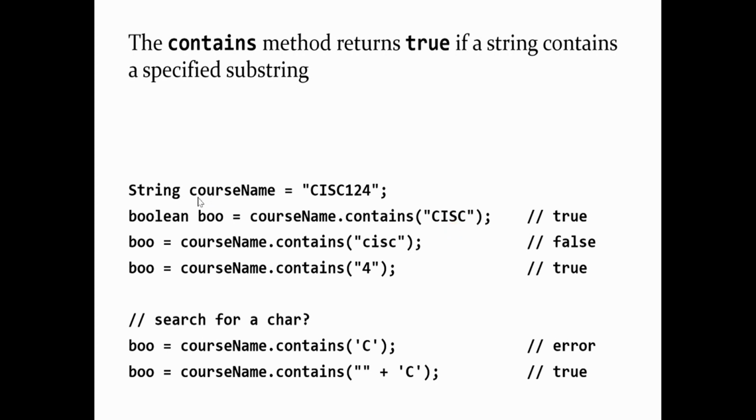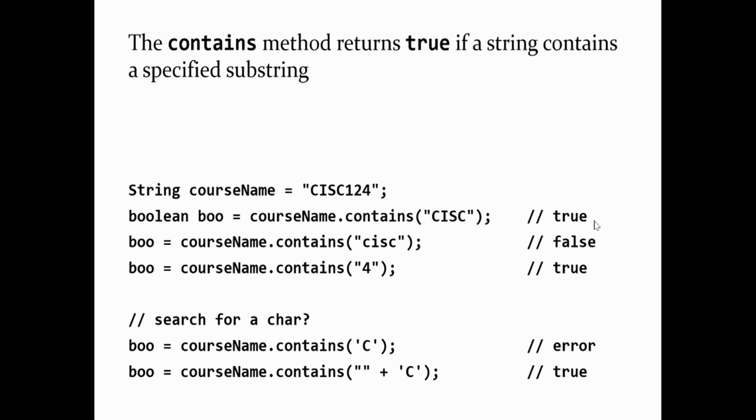The way you call the method is you use the variable name, or a reference to a string. So courseName.contains("CISC"), where CISC is a string. That returns a Boolean value, so it returns true or false. Does it contain the string capital C, capital I, capital S, capital C? That will return true.